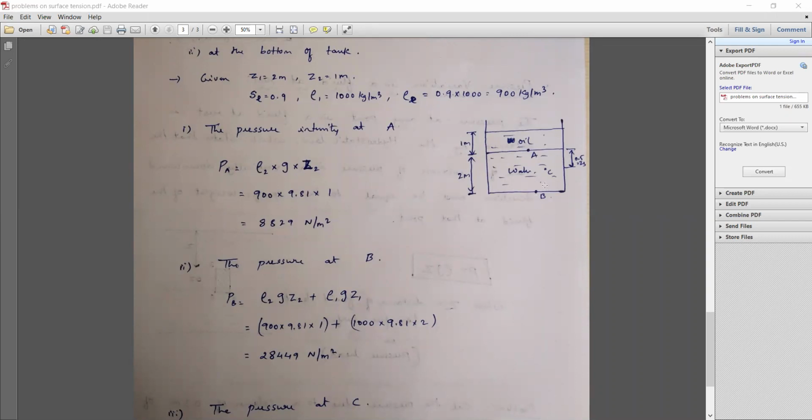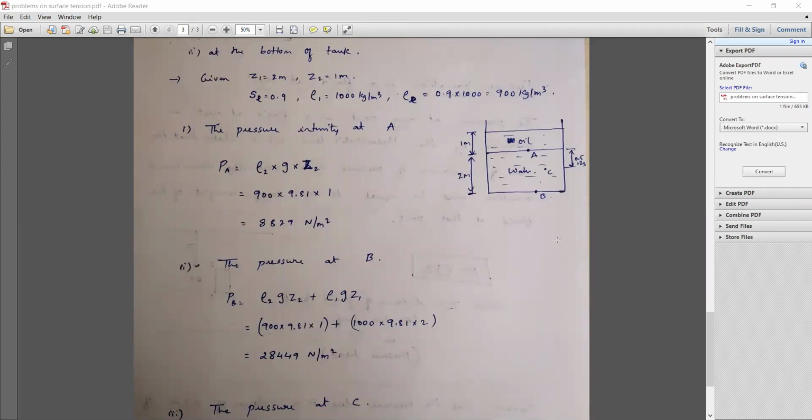Suppose you want to find the pressure at the midpoint of the water, I want to find the pressure value at point C. It is not given in the problem, but I'm telling you. I need to find the pressure intensity at point C at a distance of 0.5 meters from the interface in water, so the total depth is 1.5 meters from the top. So what will you get at this point? See here, orally I'm telling you.